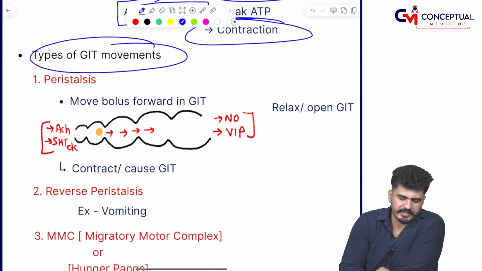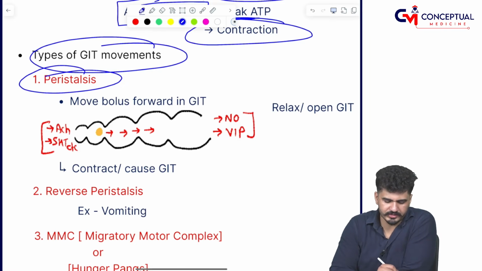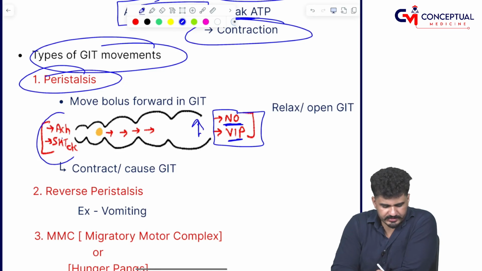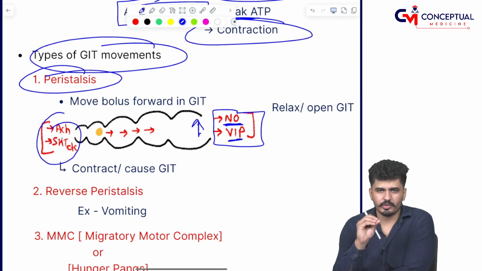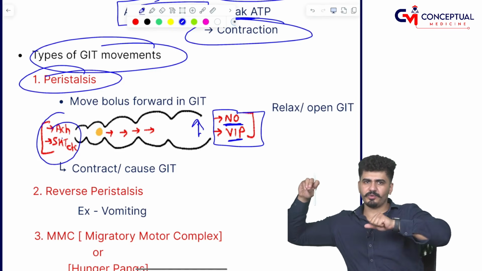Now, what are the types of GIT movements we have, my dear friends? One is peristalsis, which moves the bolus onward. So who is dilating and who is constricting? Just remember who is dilating: nitric oxide and VIP dilate it, and from behind, everyone else, serotonin, acetylcholine, they will be contracting. It opens ahead and closes behind: open, close, open, close, open, close.